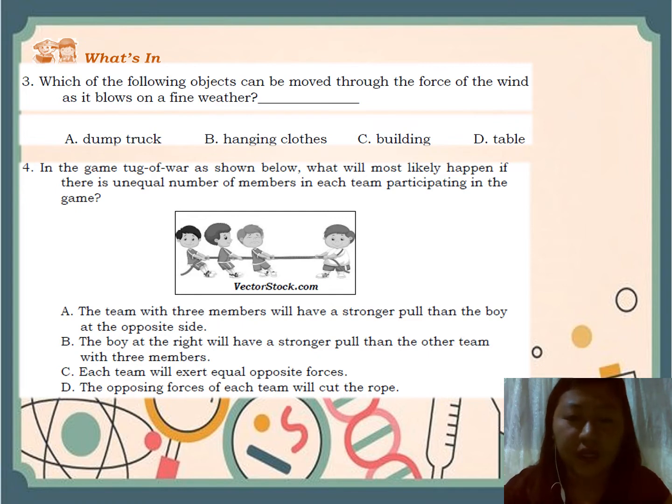What do you think will happen? Try to observe the picture. The other team has 3 members, the other one has only 1 member. Okay, the correct answer is letter A. The team with 3 members will have a stronger pull than the boy at the opposite side.